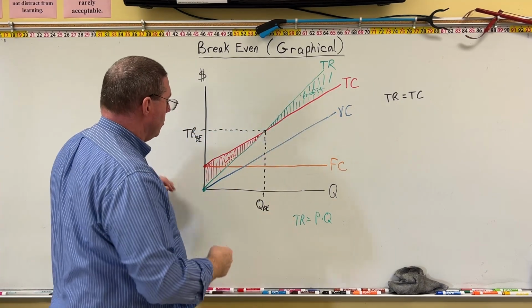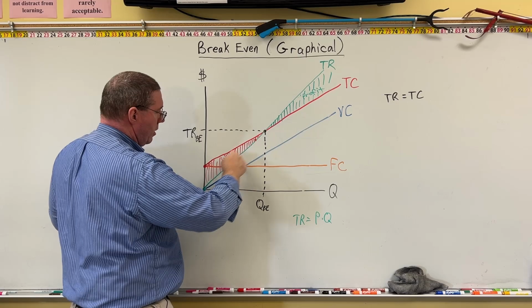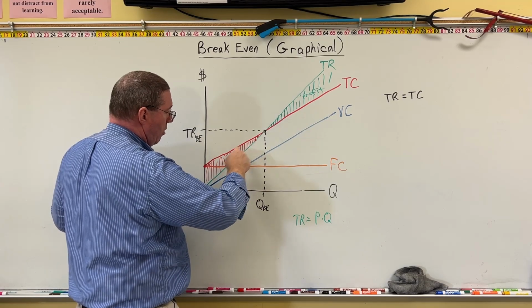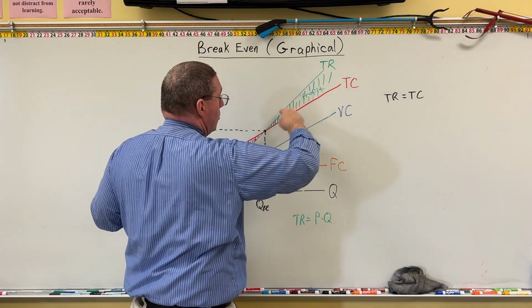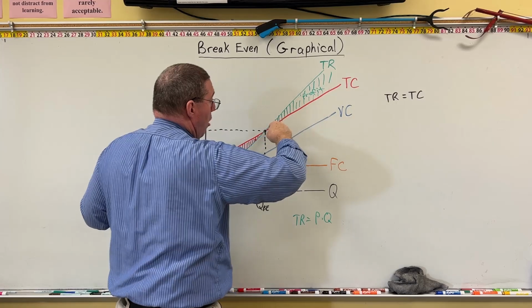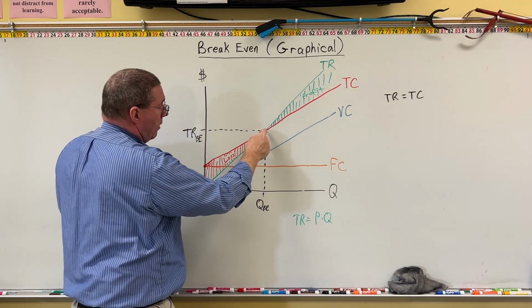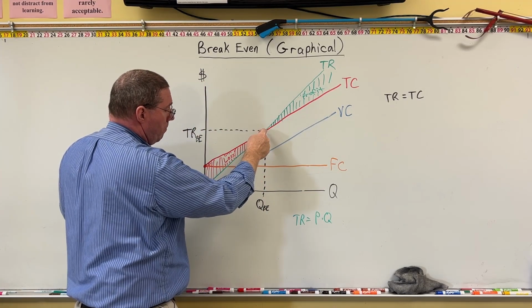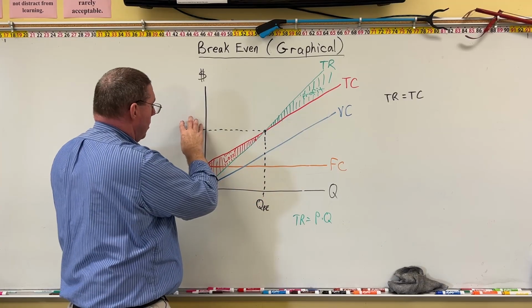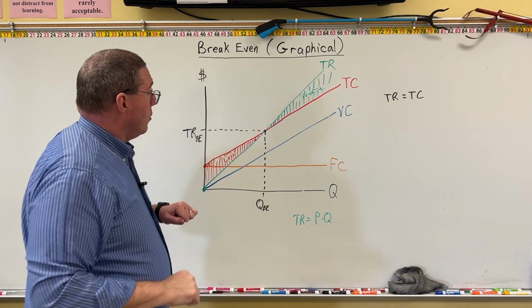You should also be able to identify this wedge in here, this region, as the region of loss, and you should be able to identify this as the region of profit, and you should also be able to identify this as the break-even point, and this as the break-even quantity, and this is the break-even total revenue, okay?